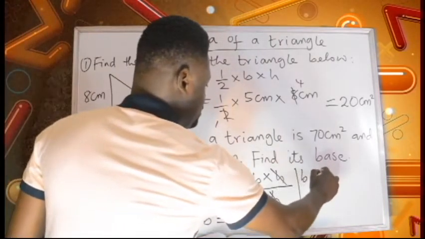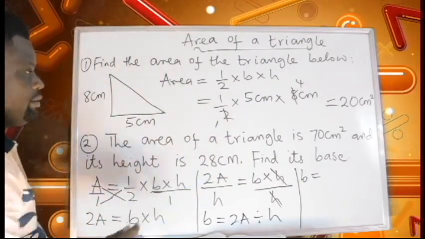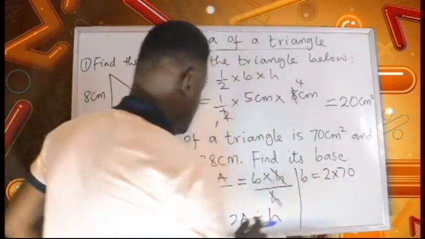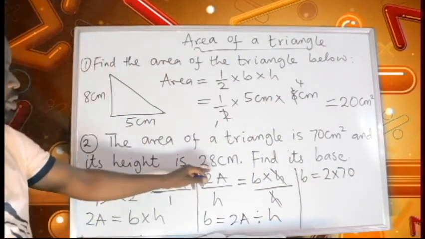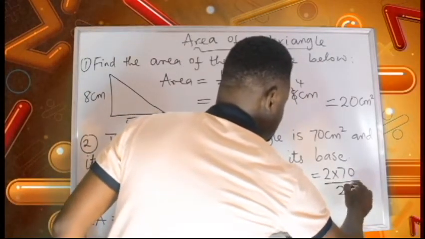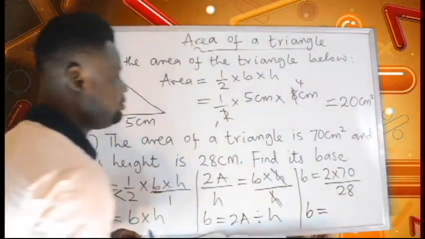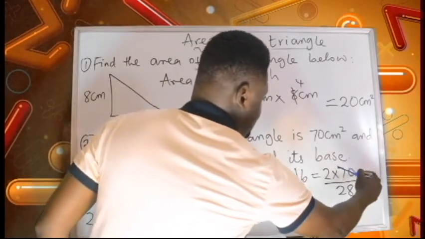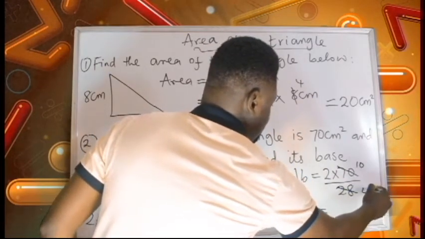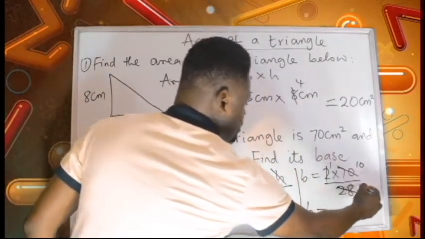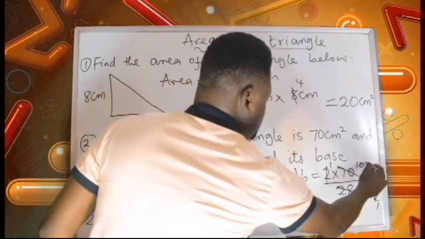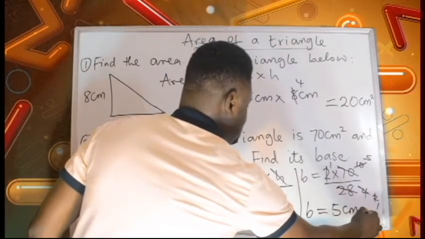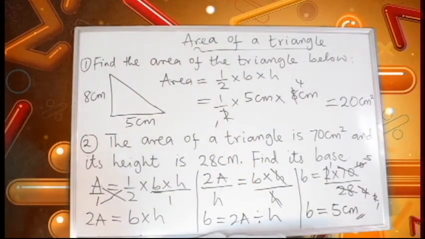Your base equals 2A, A is 70. That's 2 times 70 divided by your height. Your height is 28, divided by 28. So we can reduce to the lowest term. 7 here will give us 10. 7 here will give us 4. 2 here will give us 1. 2 here will give us 2. Then 5. So you're left with the 5 centimeter. So we've come to the end, so it's 5 centimeter.